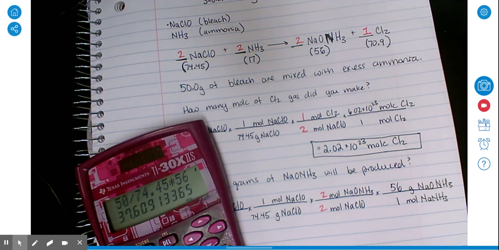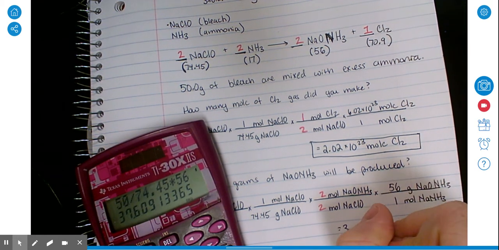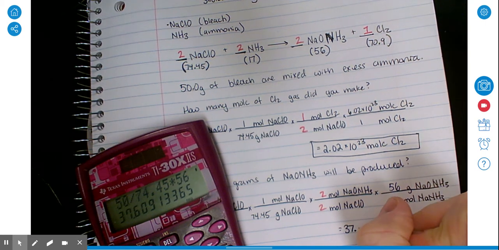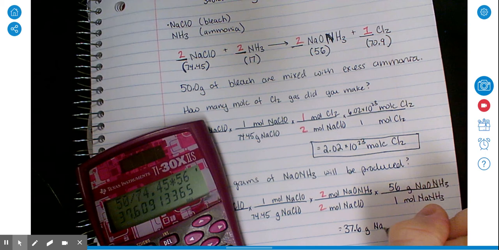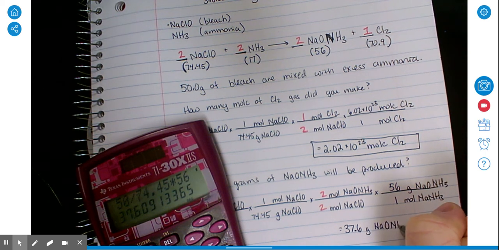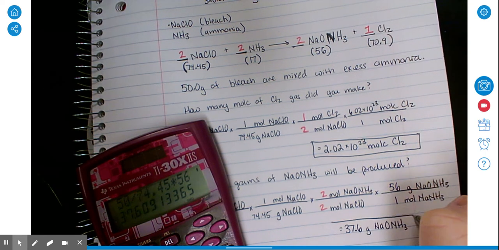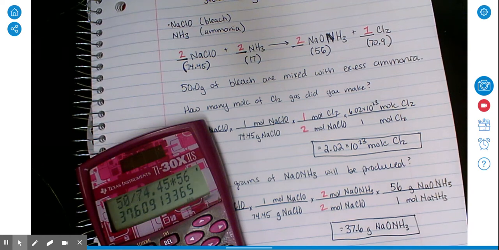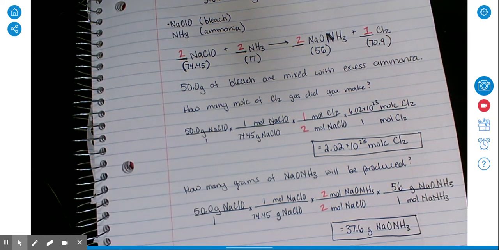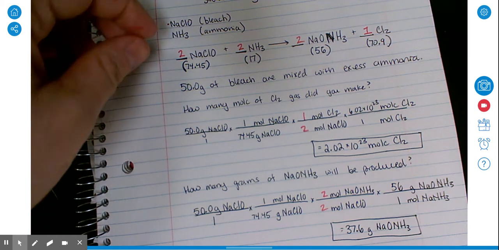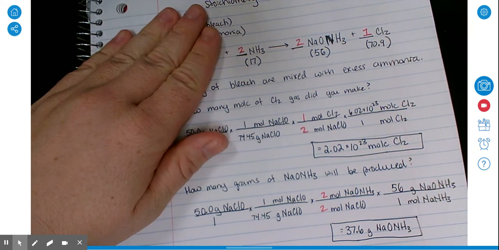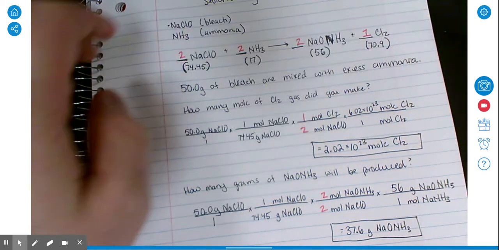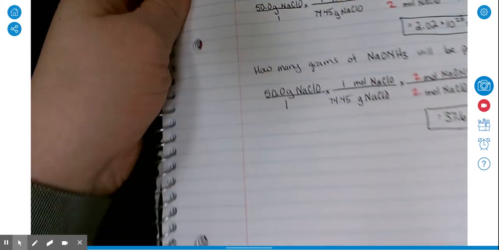You have made and need to clean up 37.6 grams of the NaONH3. So given the amount of bleach you started with, we have figured out how much salt I made, how much gas I made.